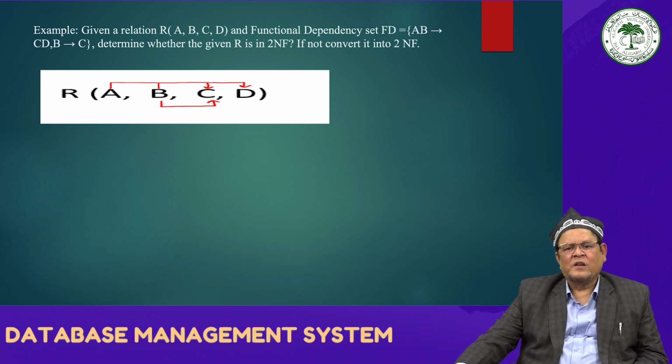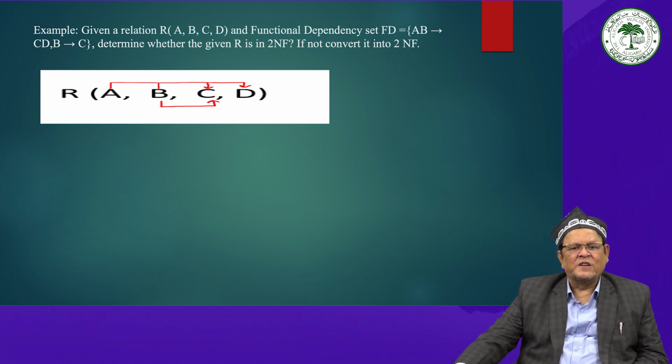Given a relation R(A, B, C, D) and the functional dependency set AB determines CD, B determines C, determine whether the given relation R is in 2NF. If not, convert it into 2NF.